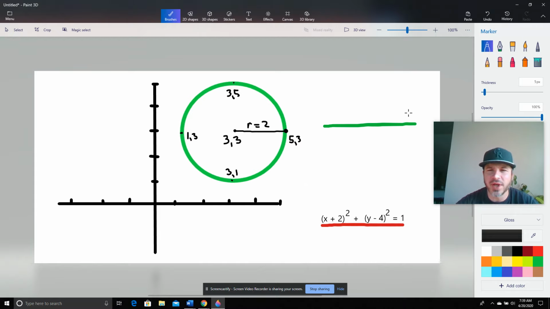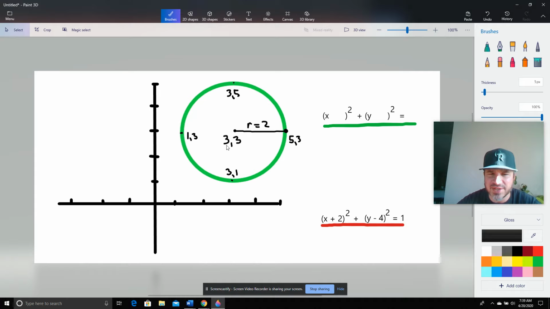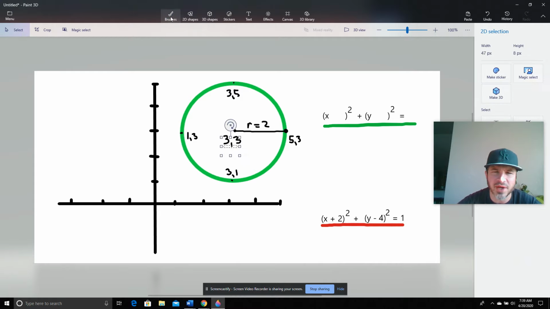What we need to be able to do is take that circle and write one of these equations. So here's the framework of the equation. We have x, do something to the x and square it. Do something to the y and square it. And then you have this equals something over here. Now, we need to know the center of the circle and the radius, okay? So this is all built off of the center of the circle and the radius.